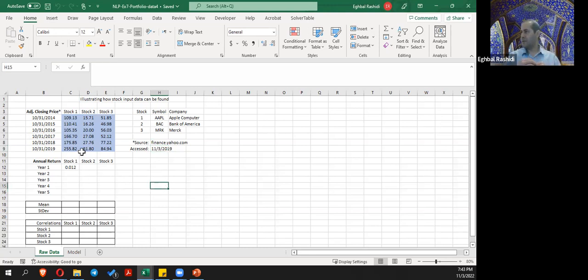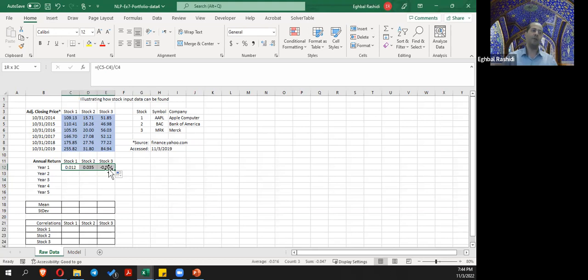Now that I have the prices for these three stocks for different years, I can compute the rate of return. For example, for Apple, stock one, the rate of return on year one, say 2015, would be the price in 2015 minus the price in 2014, which gives you the price difference in this year, divided by the price in 2014. And that's about 1.2%. So now if I drag it to stock three, it's going to compute for me the rate of return for stock one, stock two, and stock three for year one.